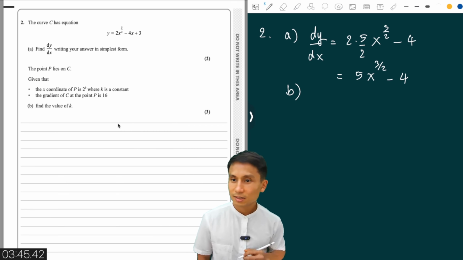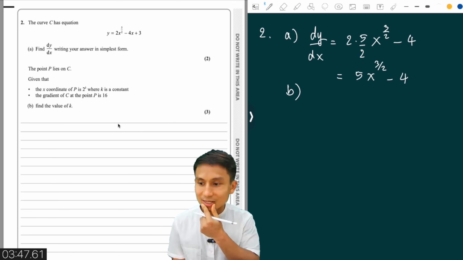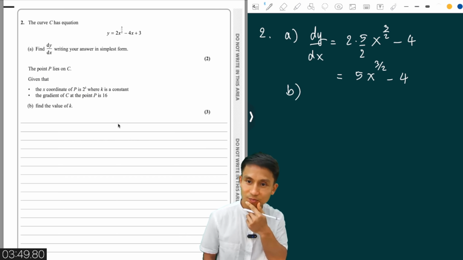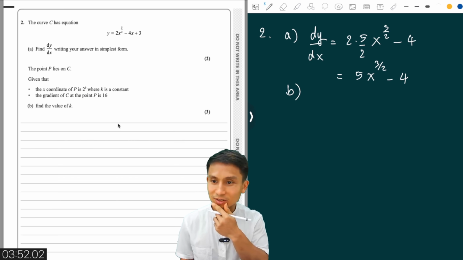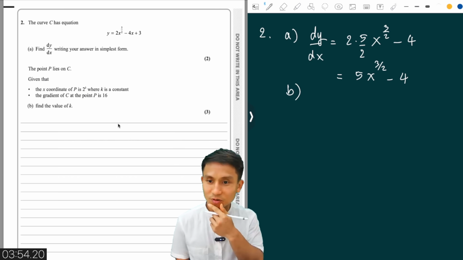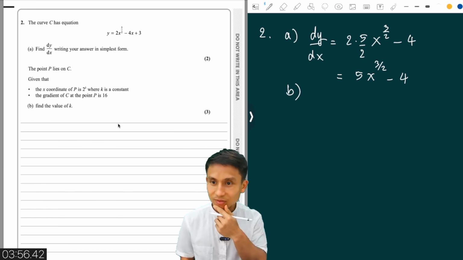Part B. The point P lies on C, given that the x coordinate of P is 2 to the k, where k is a constant. The gradient of C at the point P is 16. Find the value of k.